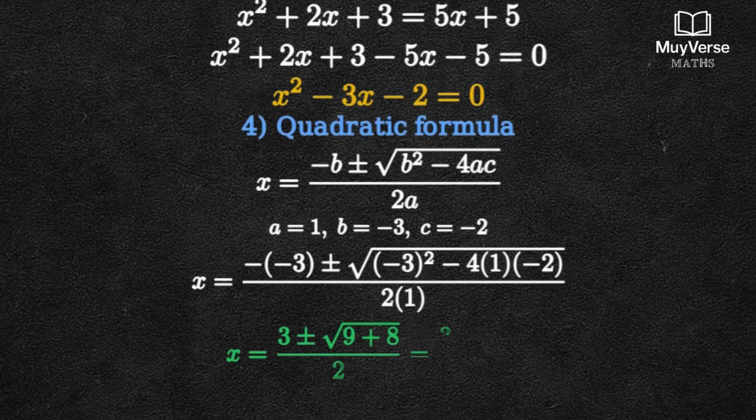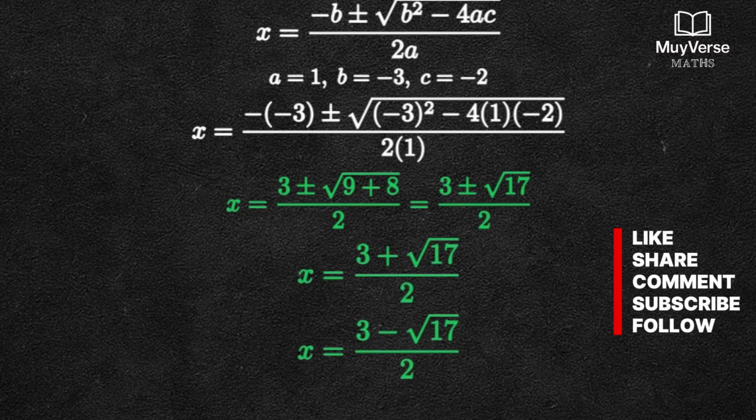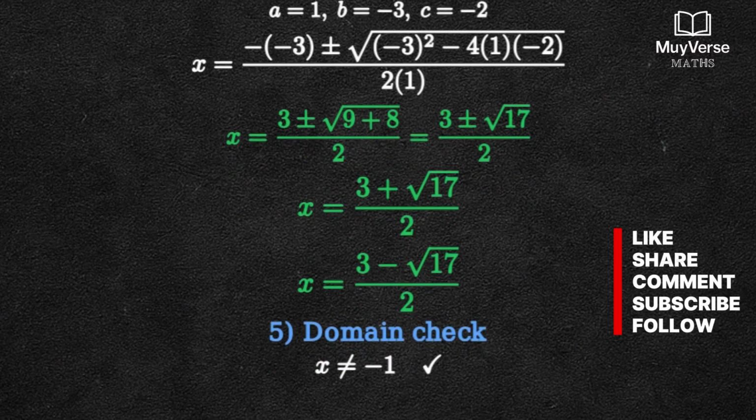The discriminant is 17. So the solutions are x equals 3 plus the square root of 17 over 2, and x equals 3 minus the square root of 17 over 2. Step 5. Domain check. Neither value equals -1, so both are valid solutions.